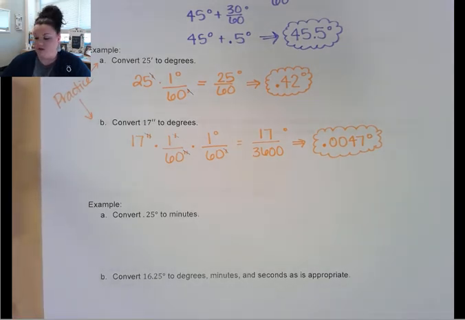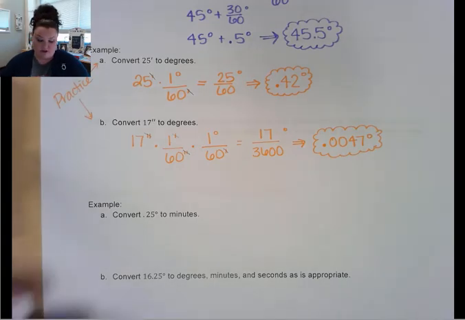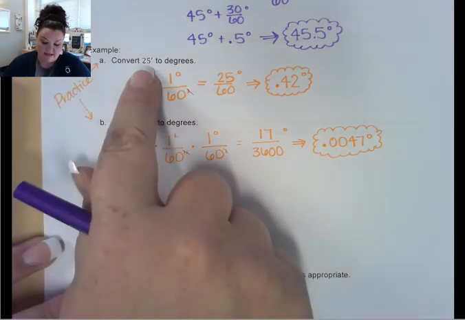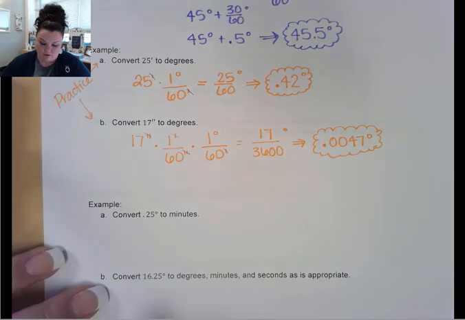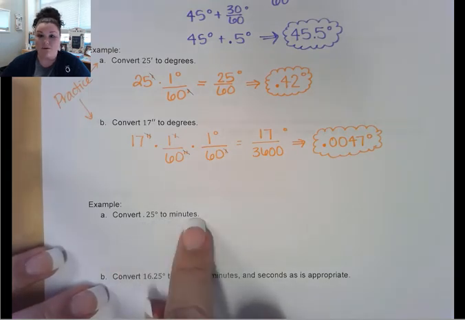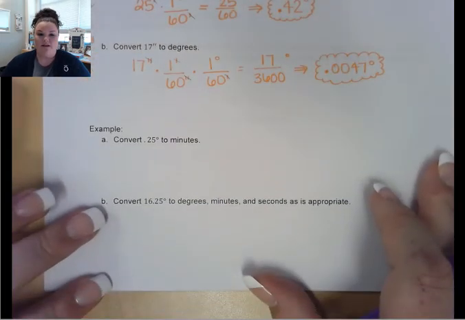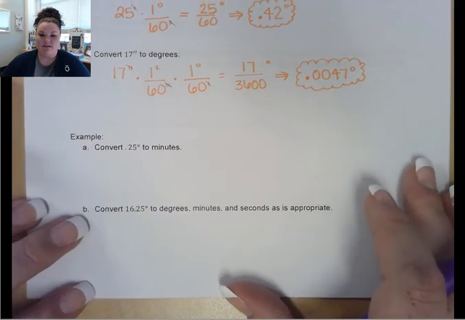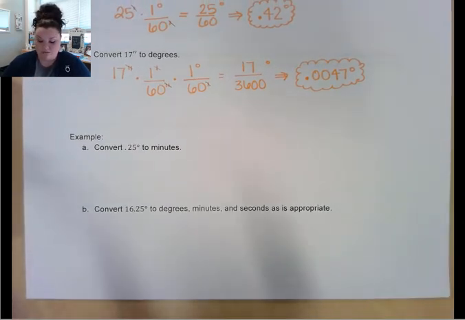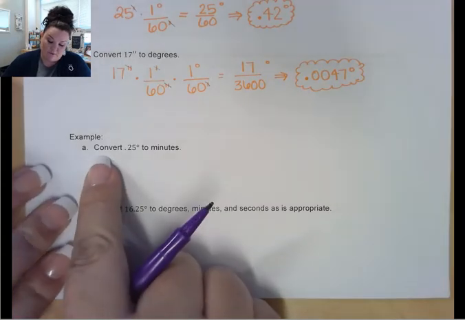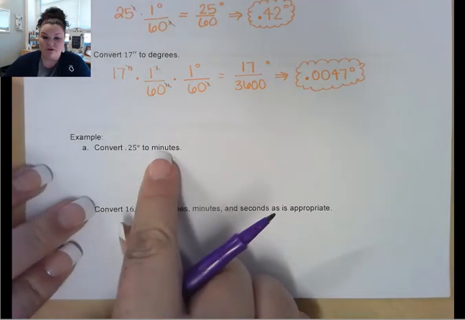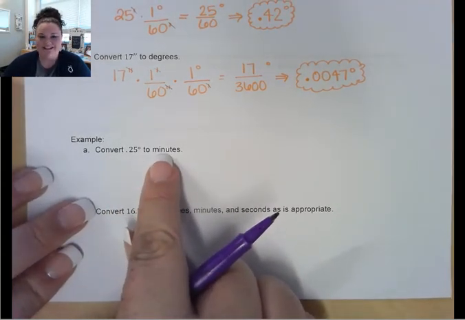All right. So now we want to look at going the opposite way. This was starting with minutes and going to degrees. Now we want to look at starting with degrees and going to minutes. Okay. So I'm going to look at a couple more examples, and then I'll show you a word problem, and then we'll be done. Okay. All right. So we want to convert 0.25 degrees to minutes.